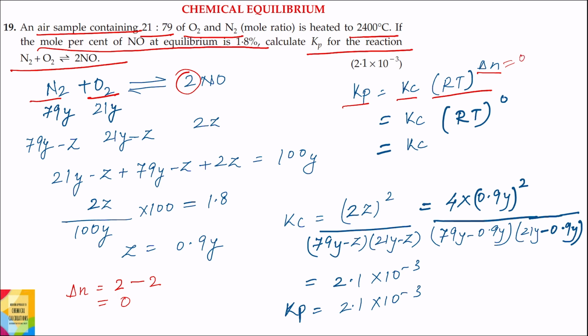So Kp is equal to Kc (RT) raised to the power 0. So ultimately Kp is equal to Kc. If we find out the value of Kc, we will get the value of Kp also.